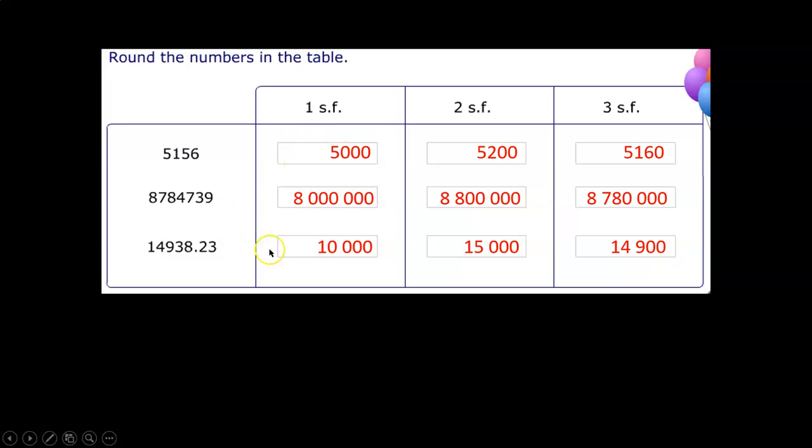So you can see that one significant figure doesn't tell us that much. Like 10,000 is quite far away from 14,900, but 15,000 does give us quite a bit of information about this number. Similarly, 2 significant figures gives us a good amount of information without being too complicated. 3 significant figures is useful, it's starting to get a bit specific.